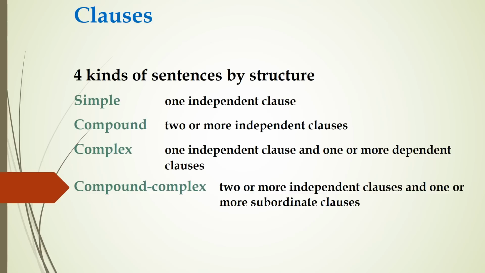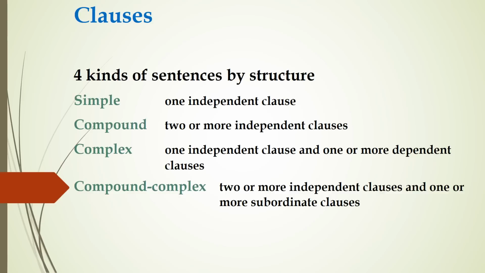So for example, a simple sentence would have 1 independent clause. A compound sentence would have 2 or more independent clauses. A complex sentence has 1 independent clause and 1 or more dependent clauses. And a compound complex sentence has 2 or more independent clauses and 1 or more subordinate or dependent clauses. Remember that subordinate and dependent is the same thing.